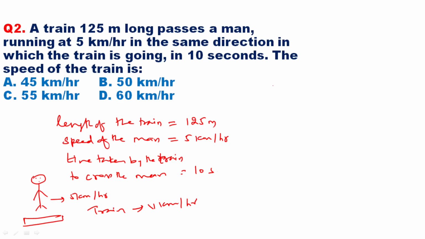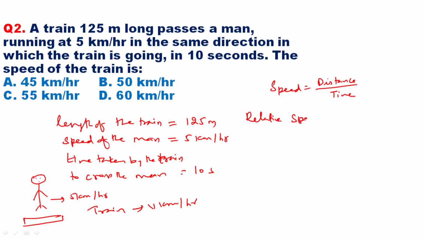We know that speed is equal to distance covered by time taken. Here two moving objects are there: one is the man and the other is the train. So in this case we need to find the relative speed. We know that when both are moving in the same direction, their speeds get subtracted to give the relative speed, that is, the higher speed minus the lower speed. So we can say the relative speed of the train with respect to the man.